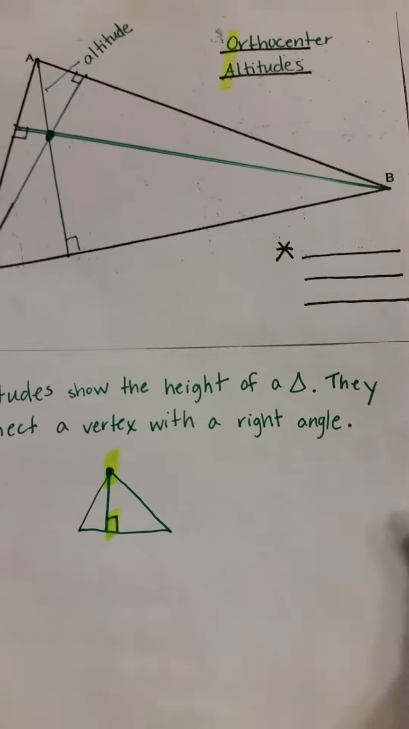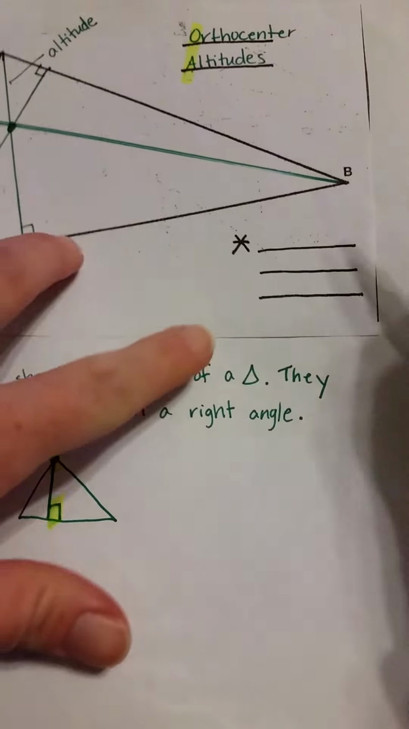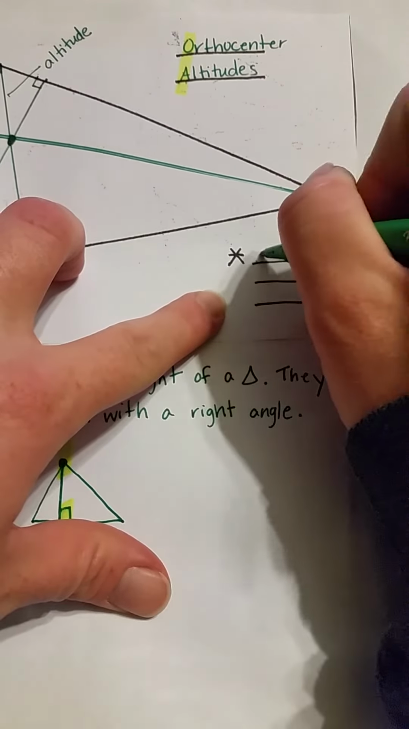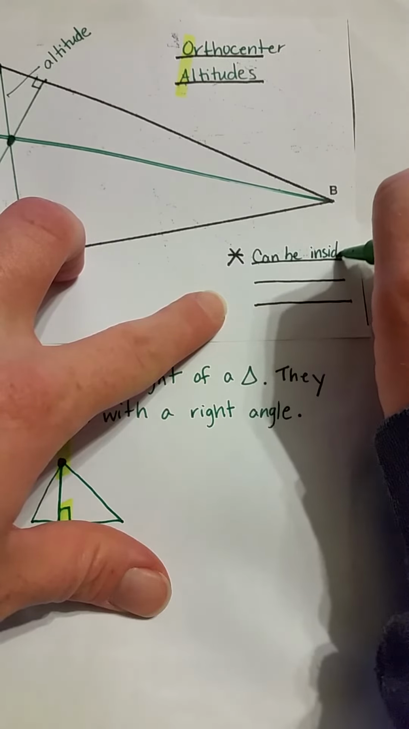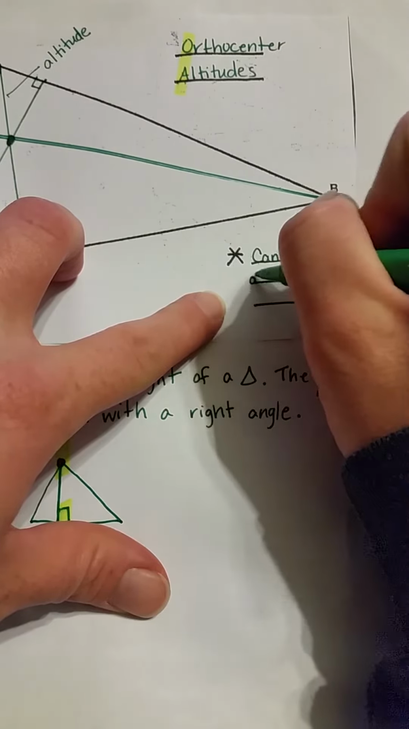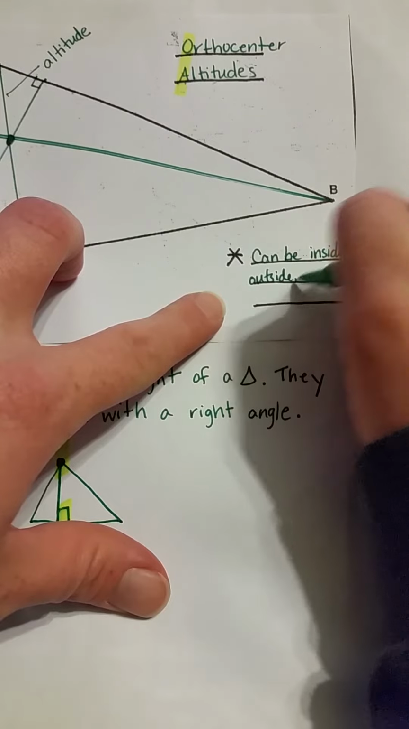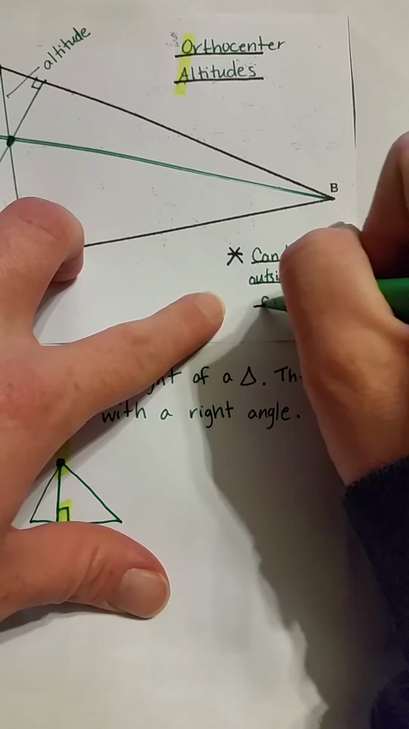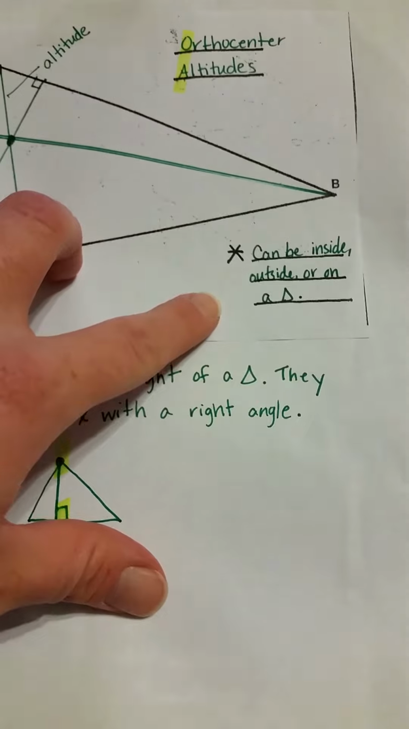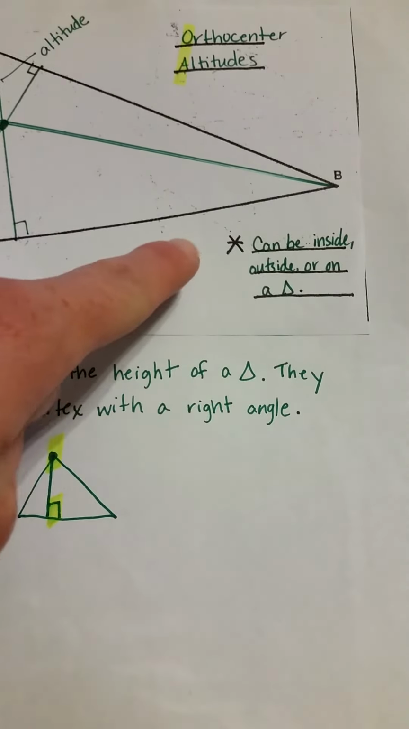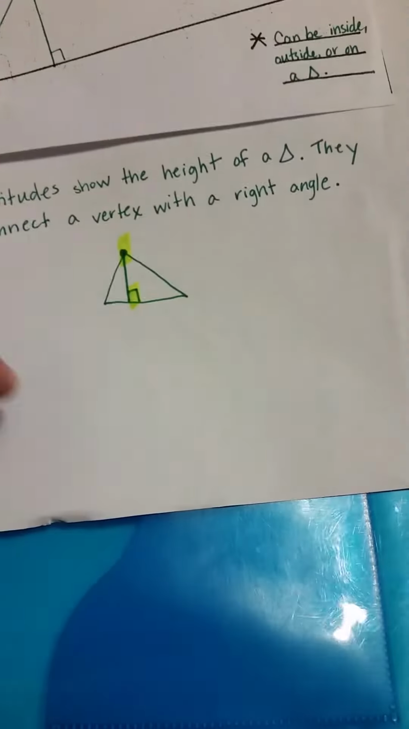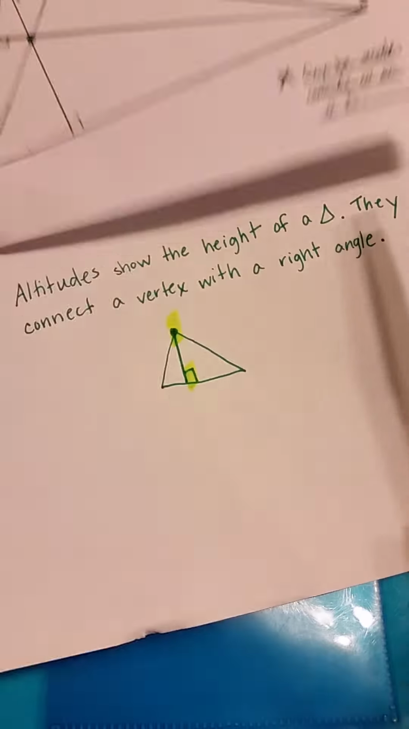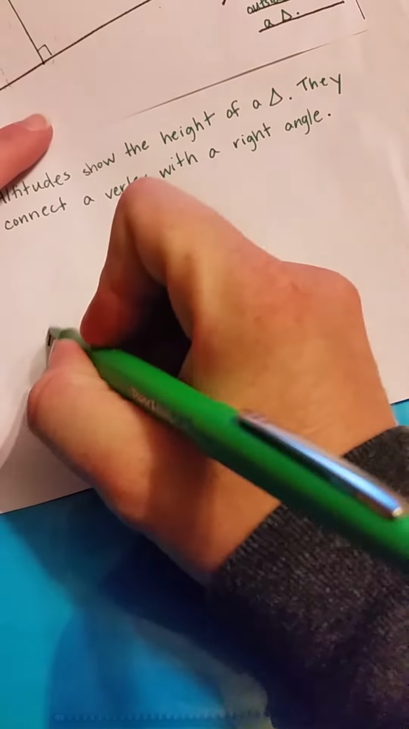Okay, find your card for orthocenter, and on this star, I want you to write can be inside, outside, or on a triangle. So just like the circumcenter, the orthocenter can be inside, outside, or on. And then come down here to this bottom part if you have room. Again, if you don't, then just fill it in underneath the card. But we're going to draw a picture of each one.